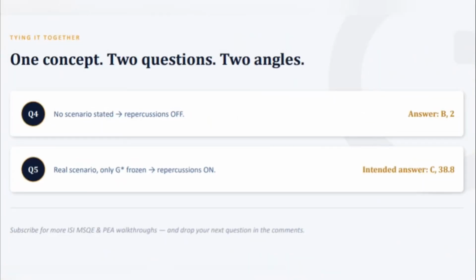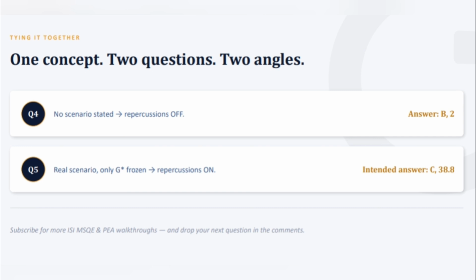Let's tie it all together with one sentence. Both questions are testing whether you know when to switch the repercussion effect on or off. Question 4 asks for the multiplier with no scenario attached. That's the default convention, repercussions off, and the answer is B, 2. The 3.125 version is the same model with repercussions switched on, a genuinely useful number to know, just not what this question is asking for.